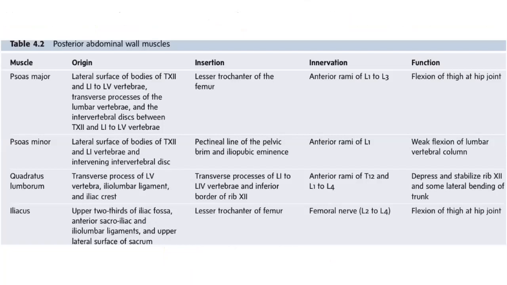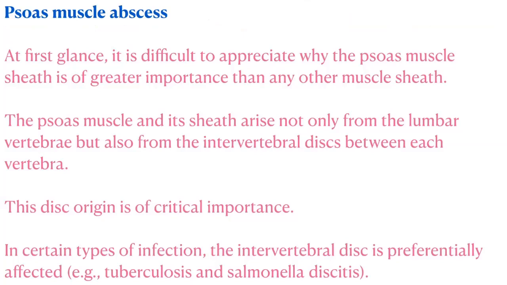We have a clinical point here, which is psoas muscle abscess. This is a very important clinical aspect. That is why knowing about the psoas fascia and psoas sheath is very important. At first glance, it is difficult to appreciate why the psoas muscle sheath is of greater importance than any other muscle sheath. The psoas muscle and its sheath arise not only from the lumbar vertebrae but also from the intervertebral discs between each vertebra. We have already seen that.